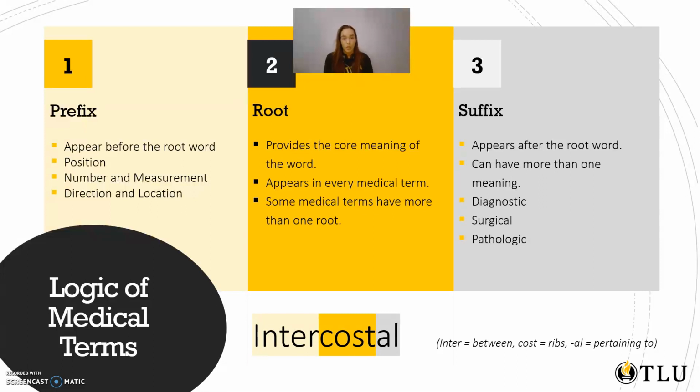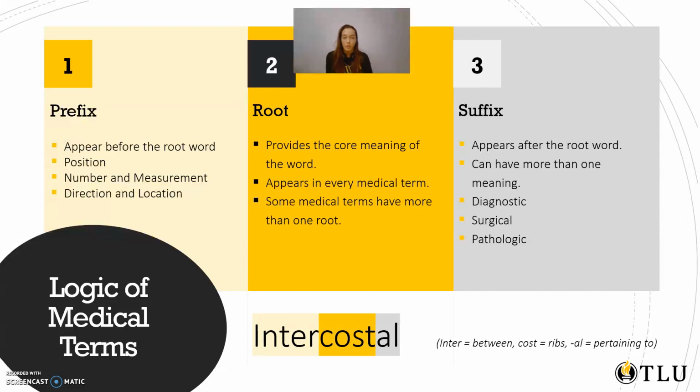The root word is the main idea of the word. It appears in every medical term, and some medical terms can have more than one root word. And you'll see that in examples later. The suffix appears after the root word. They can have more than one meaning, and they can have a diagnostic meaning, like oma, tumor, surgical meaning, plasty, surgical repair, or a pathologic meaning, as in itis, inflammation.